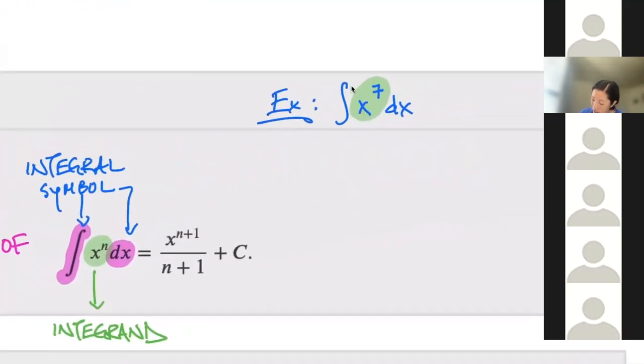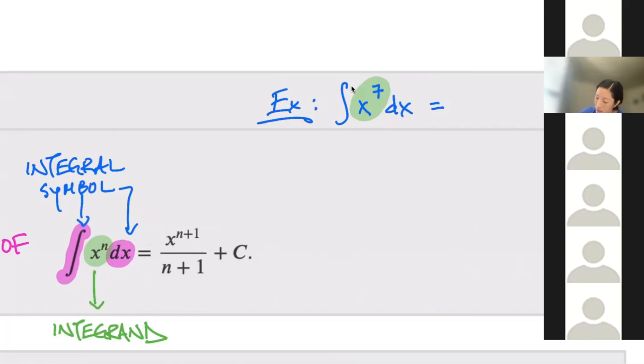And so let's think about this. If I have x to the 7th as the derivative, what was the power of the original function? It was 8. And look at this, this is exactly what the rule tells us, that x will now be to the power of n plus 1, or in our case, 7 plus 1.